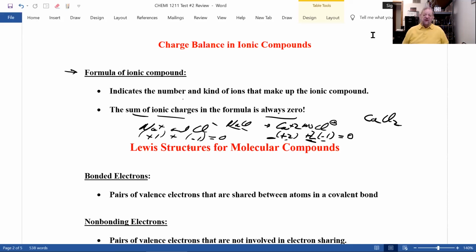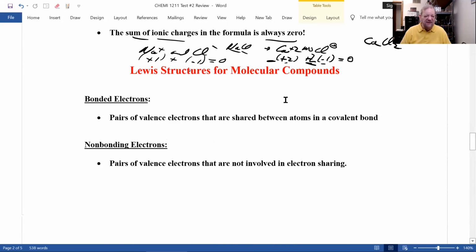And that's the stuff in the little white pellets hopefully we won't need until next December, or better yet, next January. Now, when we talk about Lewis structures for molecular compounds, we talk about bonded electrons. Those are pairs of valence electrons that are shared in a covalent bond. And you have non-bonding electron pairs, and I'll never ask you what's bonded or non-bonding, but I might ask you to circle them in a structure. Those are pairs of electrons not involved in electron sharing.